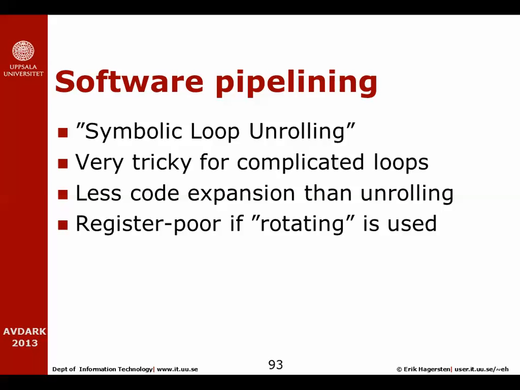So summing up software pipelining, it's sometimes also called symbolic loop unrolling. In this simple example, it's fairly easy to understand how it works, but for more complex code, it gets more and more tricky to figure out exactly how to schedule these instructions. One advantage of software pipelining is that it has much less code expansion than unrolling, and it's very register poor. And actually, there's a technique called register rotating we're going to talk about later on in this course that can be used to make the usage of registers even more efficient.